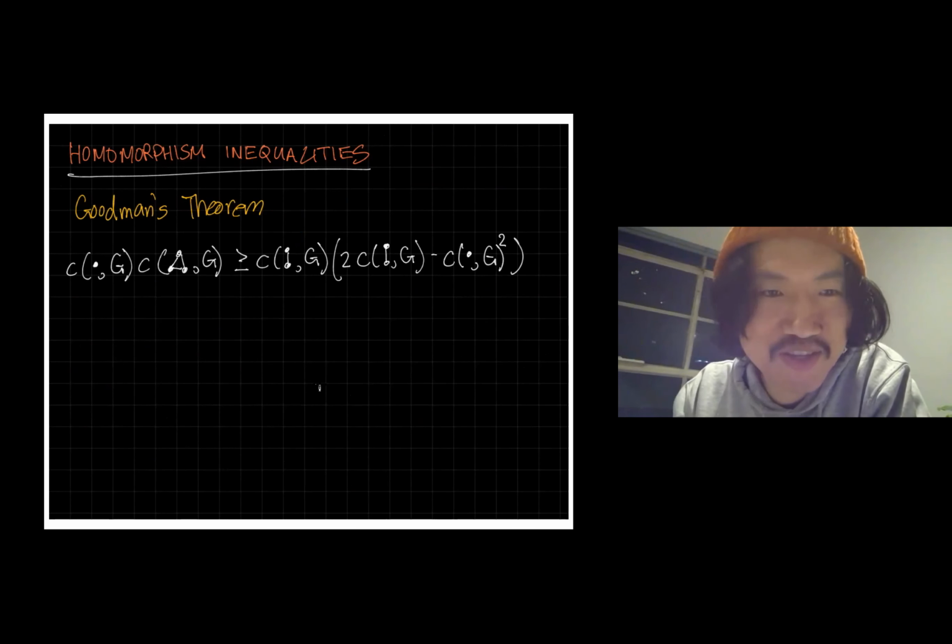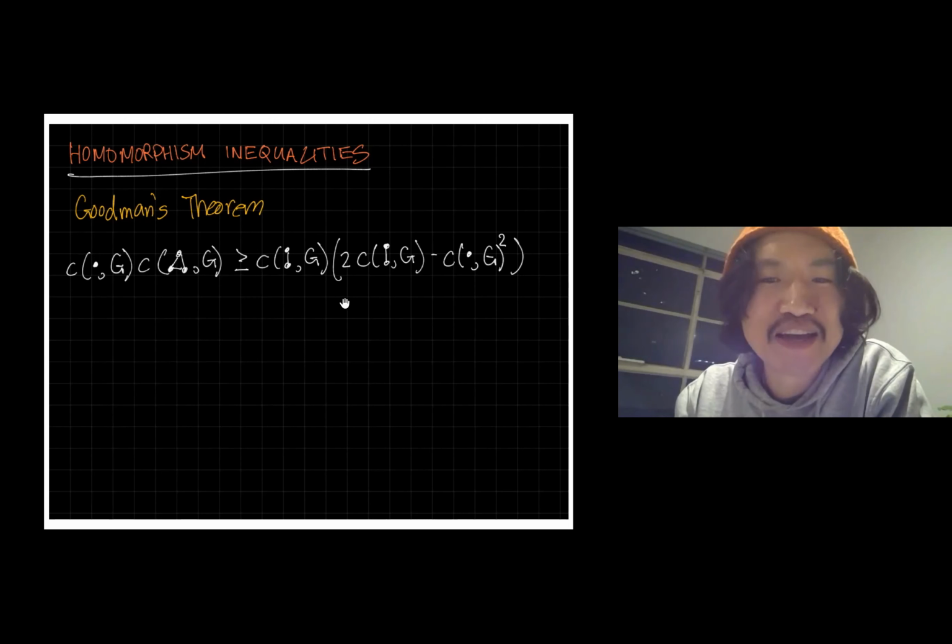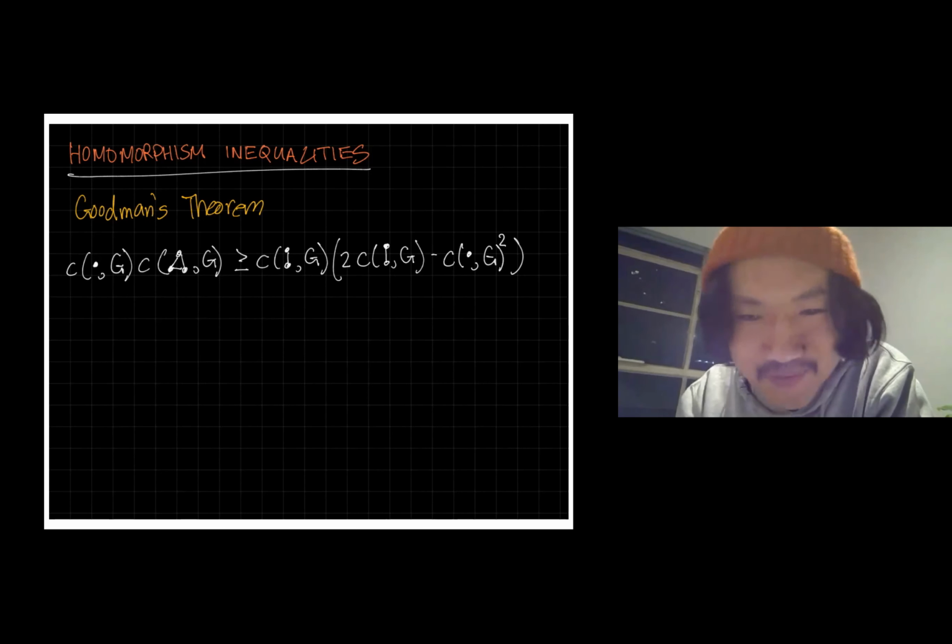Let me finish with a couple other open problems. Okay, maybe we can skip this slide, but this is basically about homomorphism inequalities. This notation means the number of copies of this graph in G. This is a homomorphism inequality that's true for all graphs. It turns out that for every graph, if I count the number of vertices and multiply that by the number of triangles, it's at most that quantity.